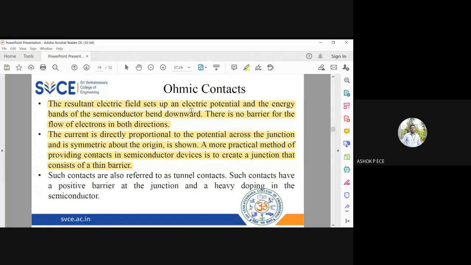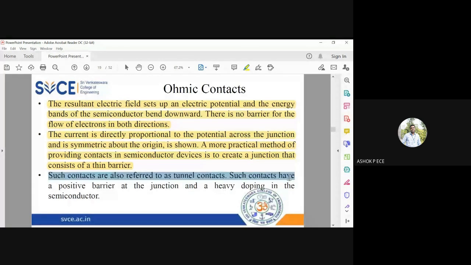But how will we know where to connect? If you want to connect to the source, gate, or drain, you need to take a wire from that region and bring it outside. That is going to create a metal semiconductor junction. Those connections are called ohmic contacts. And these ohmic contacts will have a very, very thin barrier. The potential barrier or the depletion layer is going to be very, very thin, so they are also called tunnel contacts.